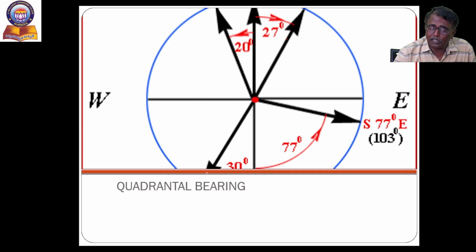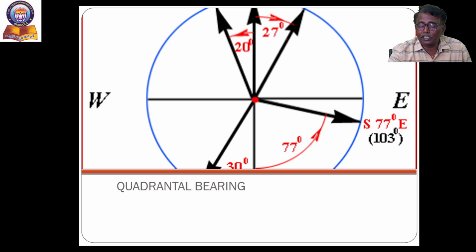The third line is lying in the third quadrant, that is the southwest quadrant. In this one, the reference is south and moving in the clockwise direction. The reading is increasing in the clockwise direction, whereas the last line is lying in the fourth quadrant. The reference is north and the measurement is taken in anti-clockwise direction towards west, 20 degrees.